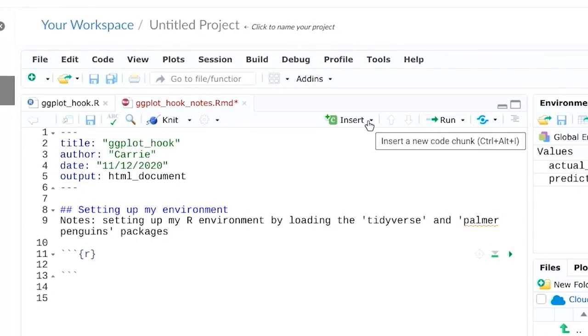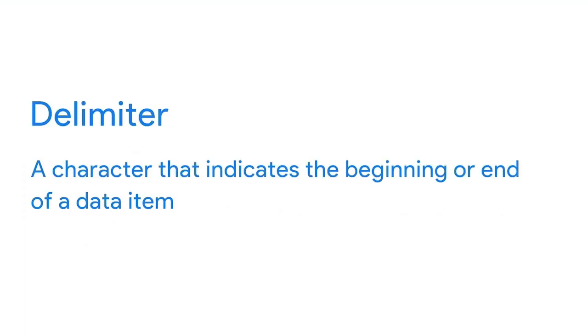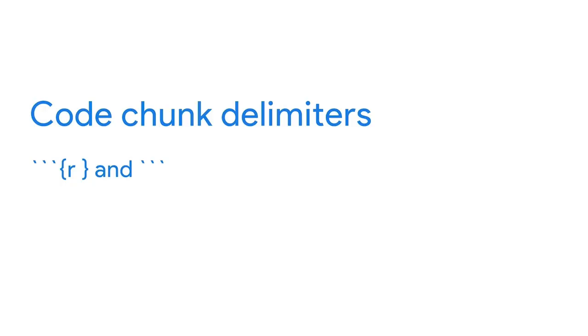This creates a gray section in our file and chunk delimiters. A delimiter is a character that indicates the beginning or end of a data item. You could also type these delimiters directly in the file: 3 backticks, followed by an R in braces to begin the code chunk, and 3 backticks to end it.